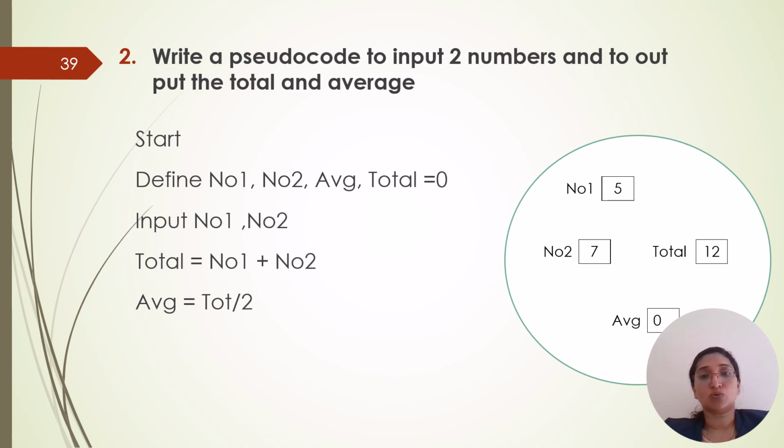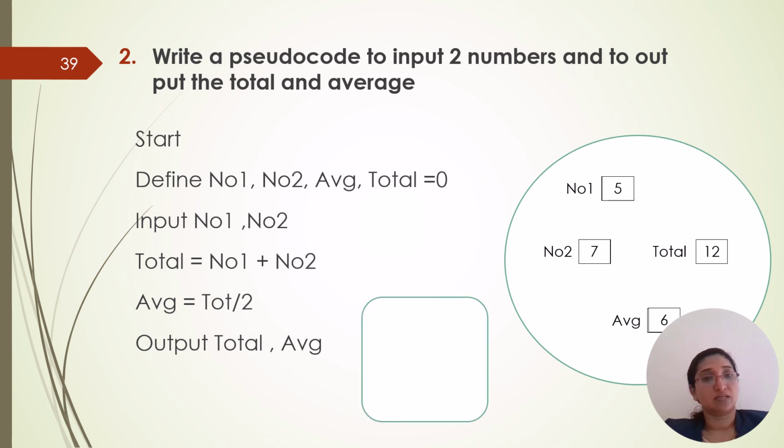In the variable total you have 12. 12 divided by 2. What should be the value for this location? It should be 6. Then it says output total and the average. So what should it display? 12 and 6, because in the variable total you have 12 and in the variable average you have 6. Are you getting the correct output? The two numbers that you input are 5 and 7. Sum is 12. Divided by 2 is 6.